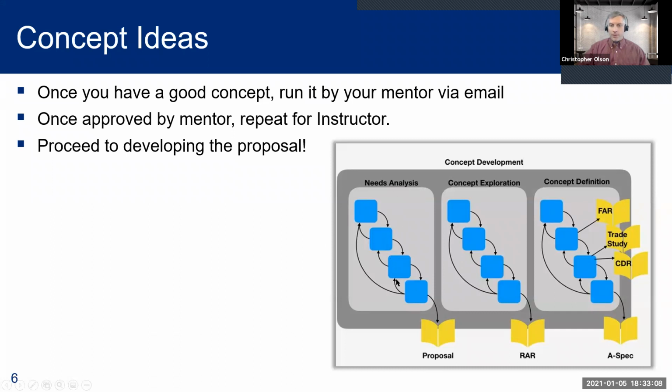So also recall that these right here are your systems engineering activities. You've got requirements analysis, functional definition, physical definition, and then design validation is what COSI calls it, right? And it's the same for every one of these phases.